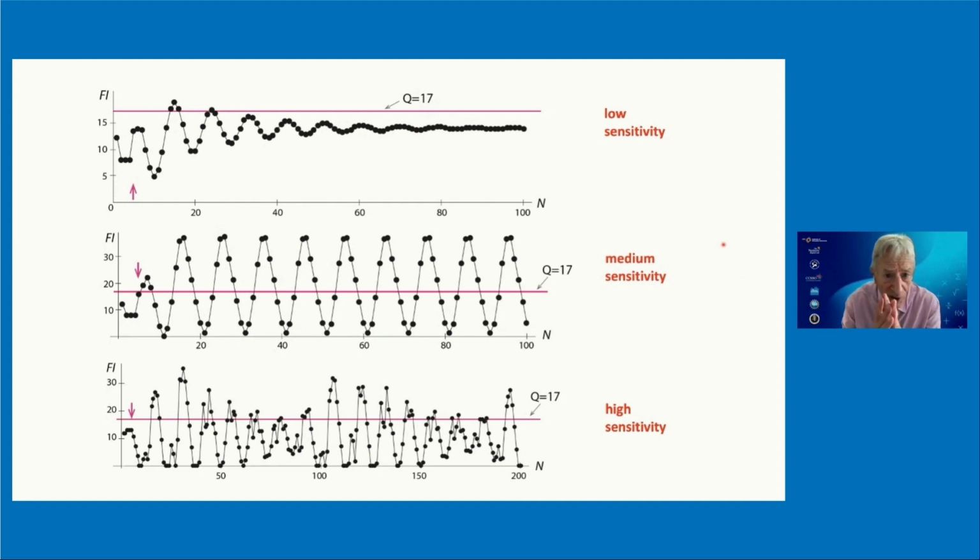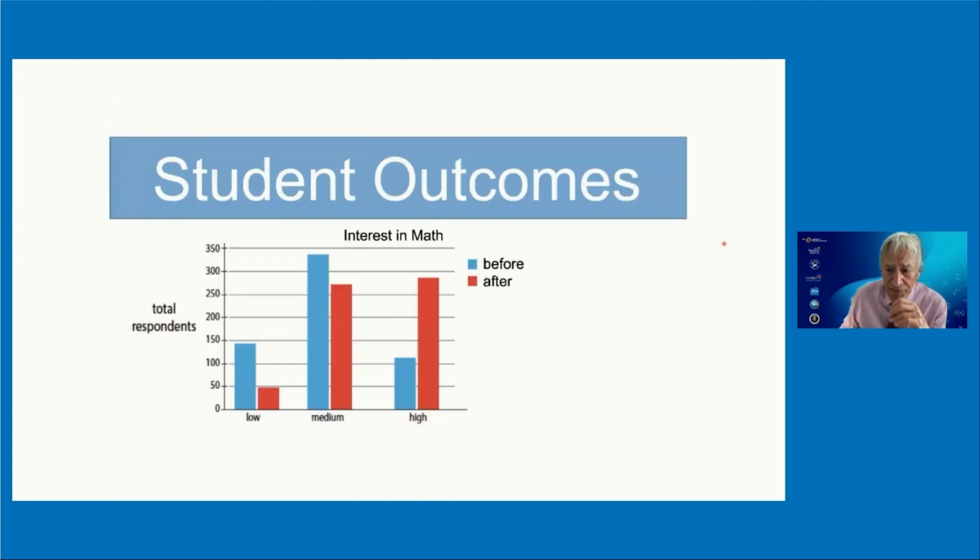So that's an outline of our course. We have some wonderful educational psychology people at UCLA who have been following our class and doing surveys and follow-ups. And here are some very interesting outcomes. Student interest in math before taking our course: a lot of lows, a lot of mediums, some highs. But afterwards, the biggest column is high interest in math after taking the class.